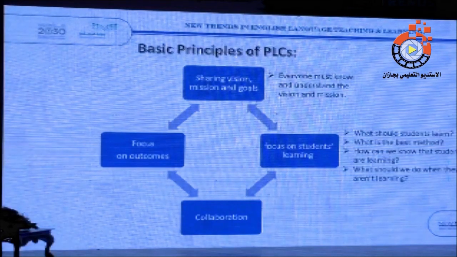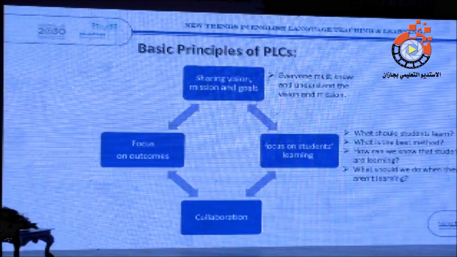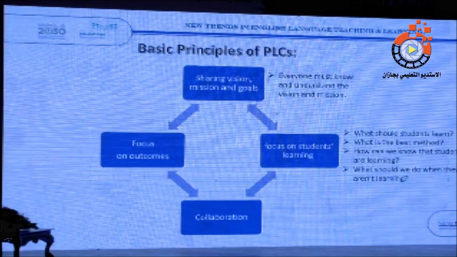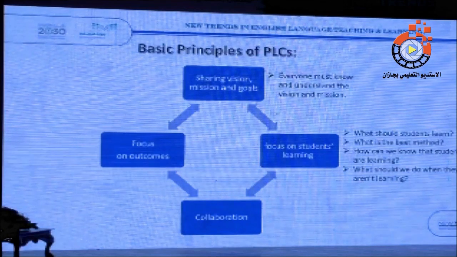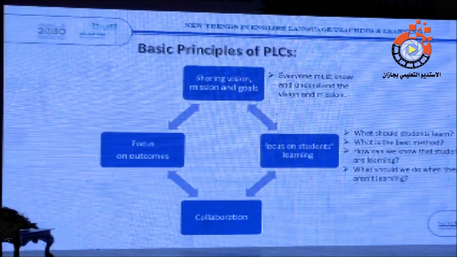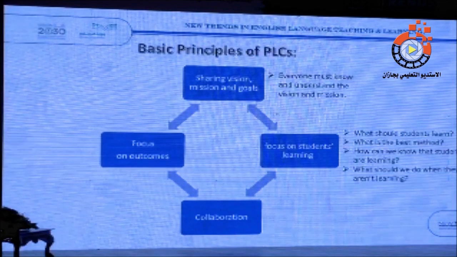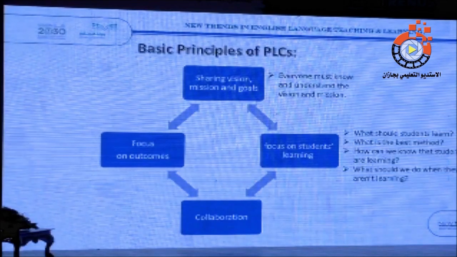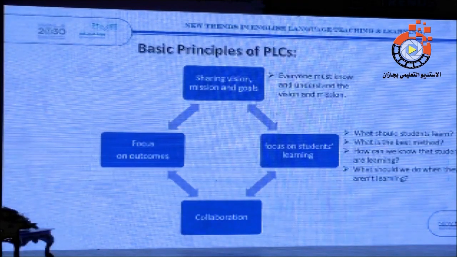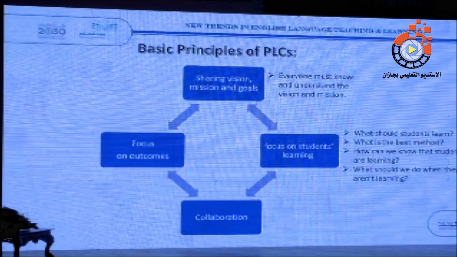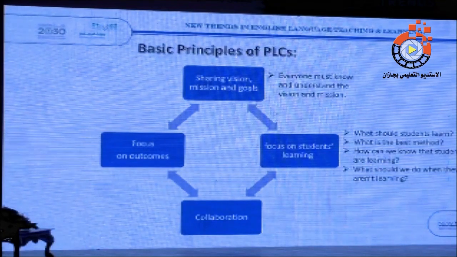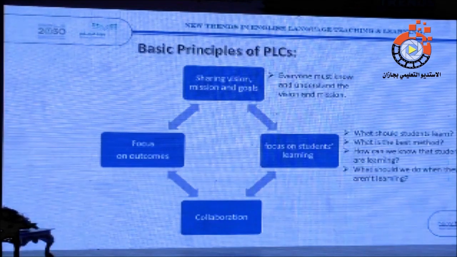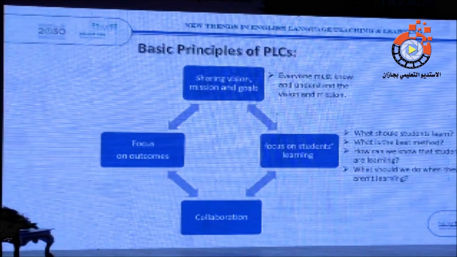And what do we mean when we say focus on students' learning? We mean that we must ask these questions. What should students learn? What is the best method to teach them? And how can we know that students are learning? And what should we do when they are learning?